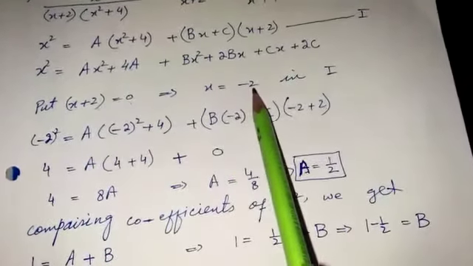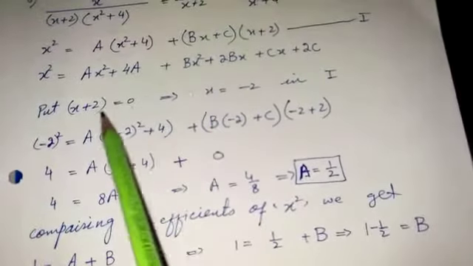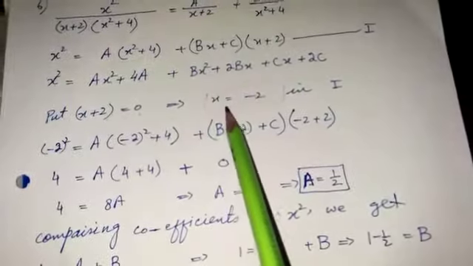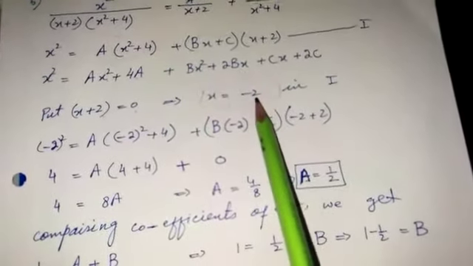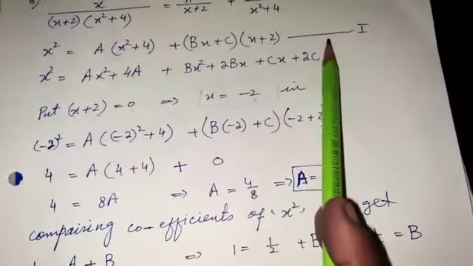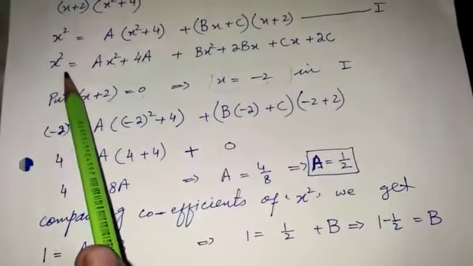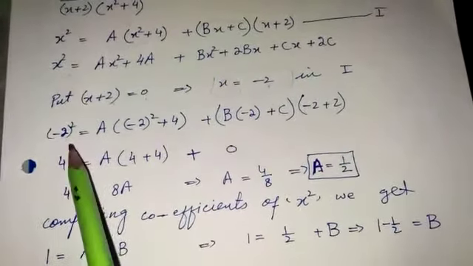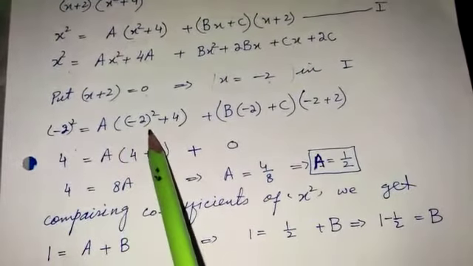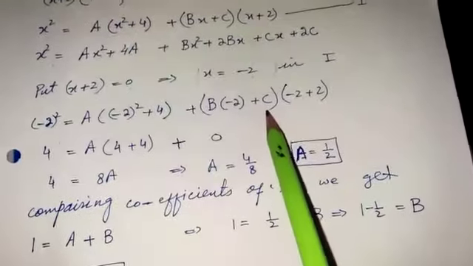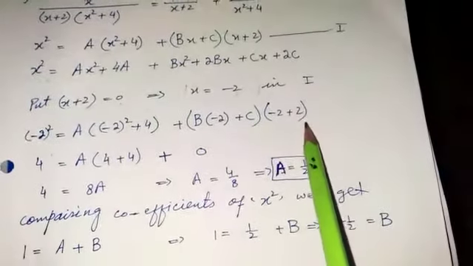Now put x plus 2 equals to 0. We get x equals minus 2. According to the zeros method, we put the linear factor equal to 0 and get this value of x. Put this value of x in the identity. So minus 2 square is equal to a into (minus 2 square plus 4) plus (b into minus 2 plus c) into (minus 2 plus 2).